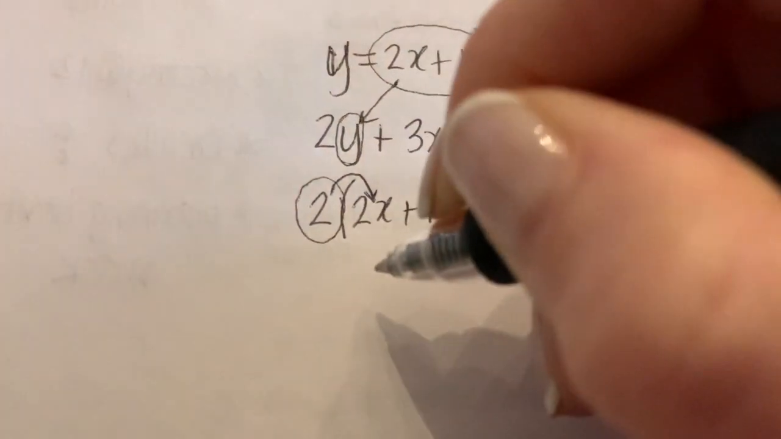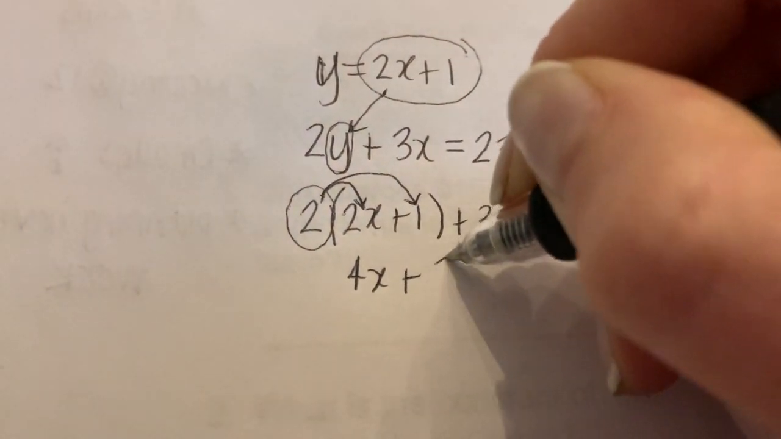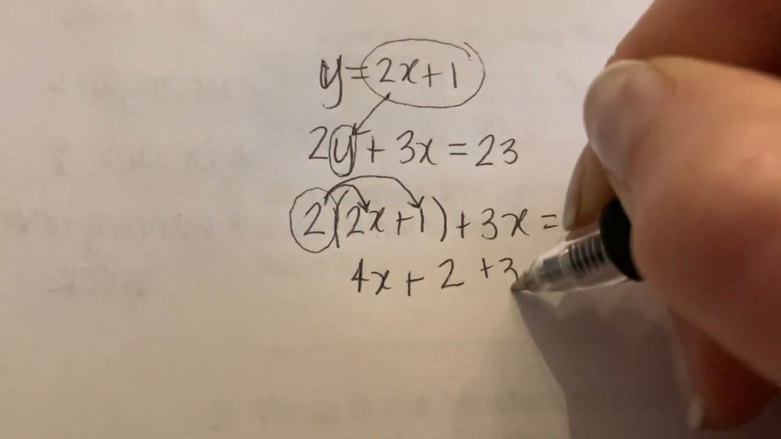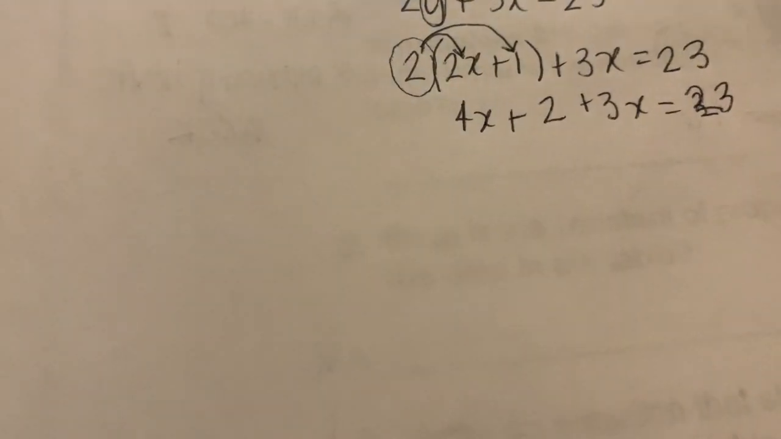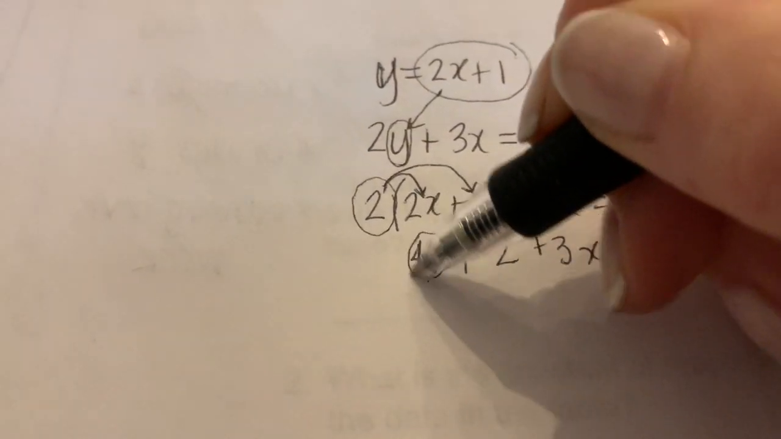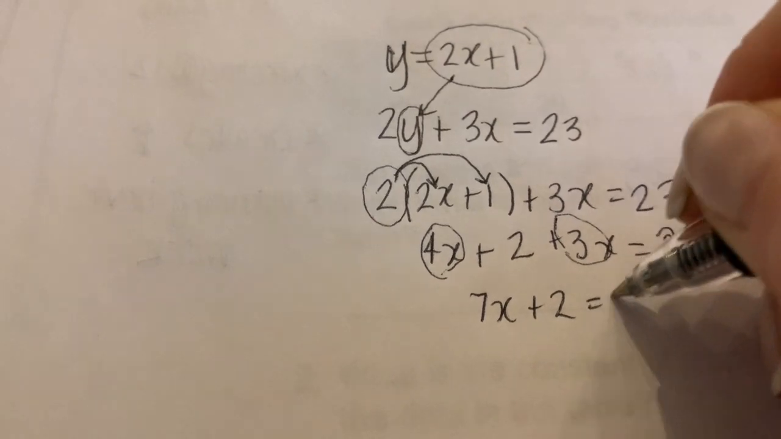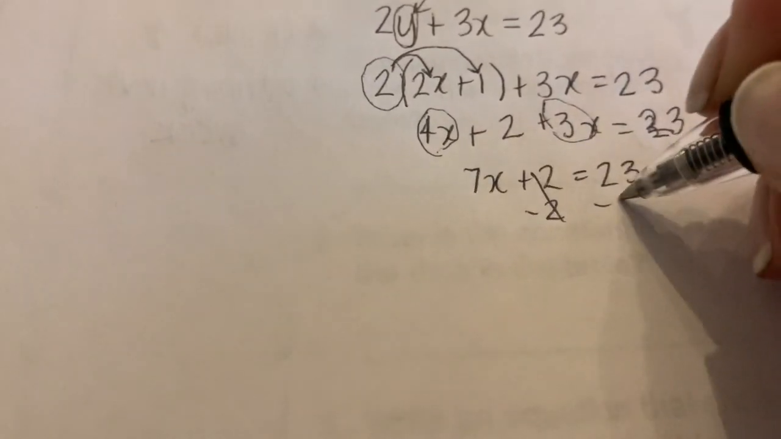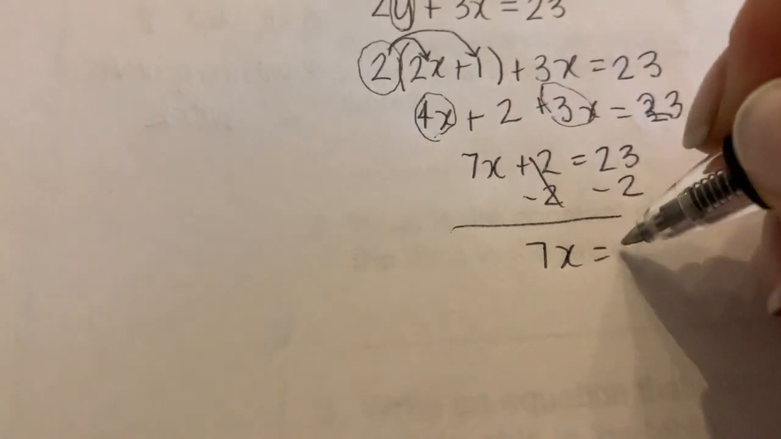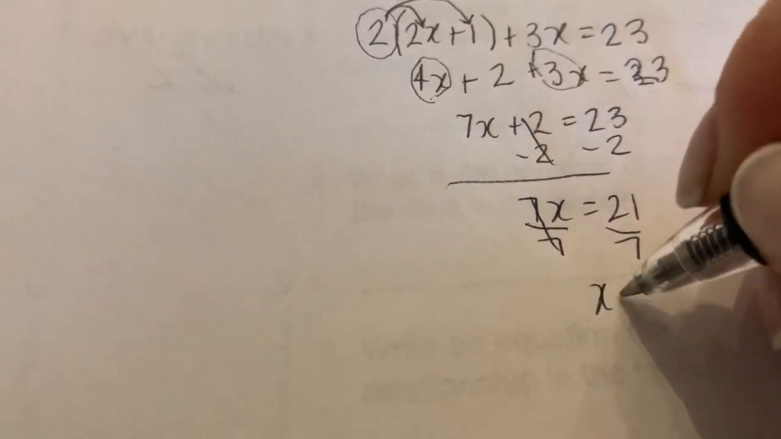So 2 times 2x is 4x, plus 2 times 1 is 2, and then plus 3x equals 23. And then from here you continue to solve. You would do 4x plus 3x is 7x, plus 2 equals 23. We subtract 2 from both sides. We get 7x equals 21. Divide 7 on both sides, and x is equal to 3. Okay, then we go back in and find the y.